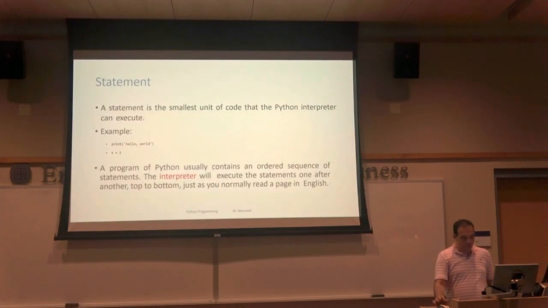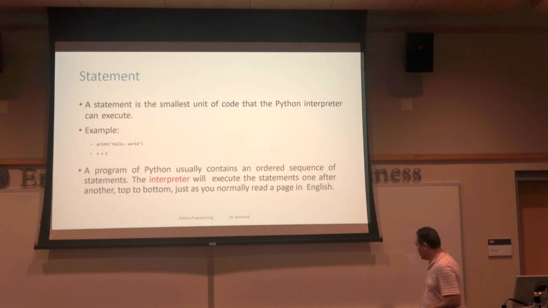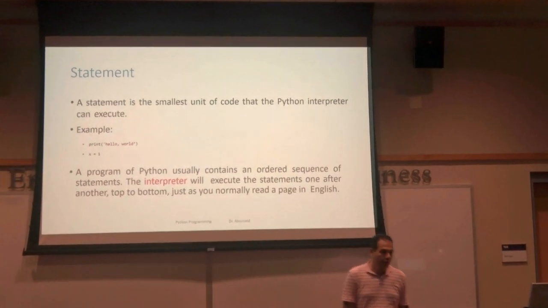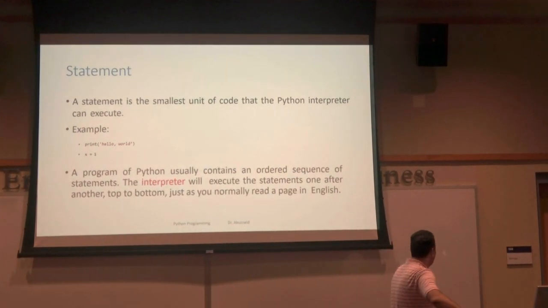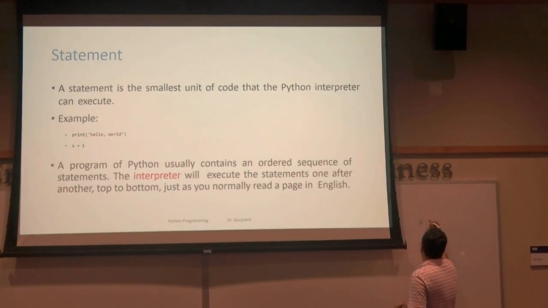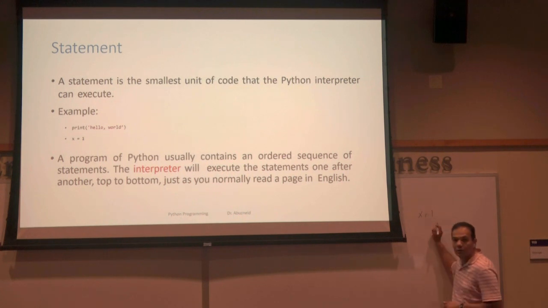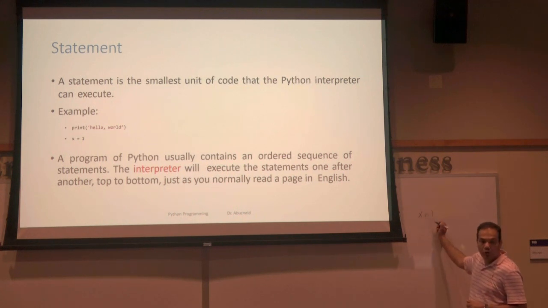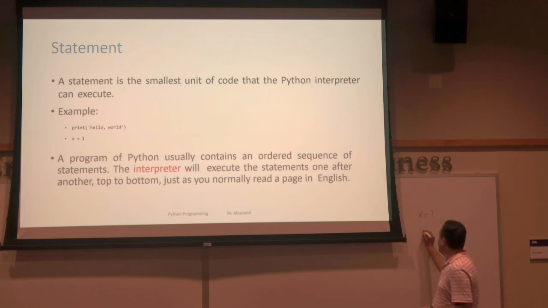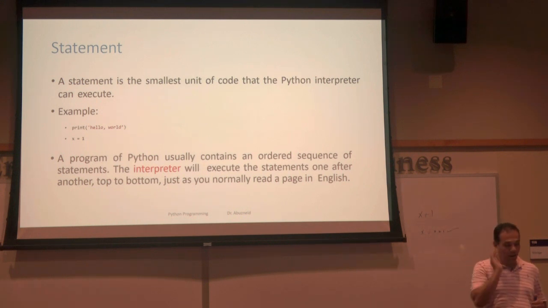Anyways, so when you talk about the statement, it is the smallest unit of code that you could write and execute. So for example, if I say x plus 1, is this a statement? Can you execute this line? No, you cannot. But if I say x equals x plus 1, this is a statement because it's a full, executable line. Like a print.